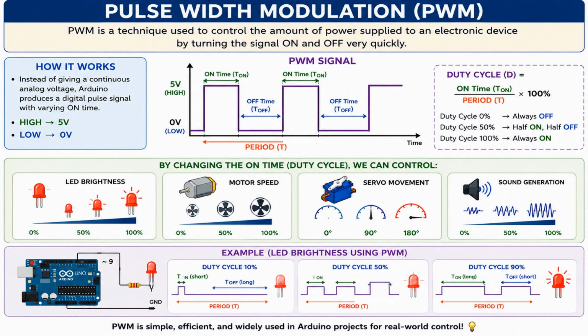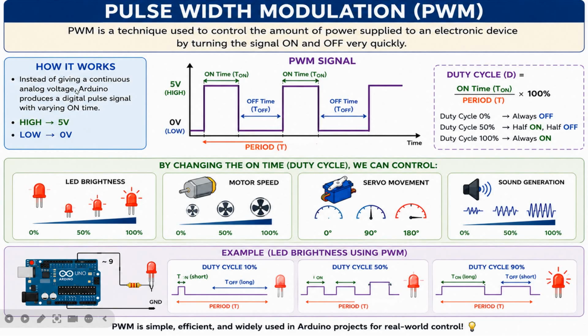So first we'll know what is pulse width modulation. Pulse width modulation is a technique which is used to control the amount of power supplied to an electronic device by turning the signal on and off very quickly.